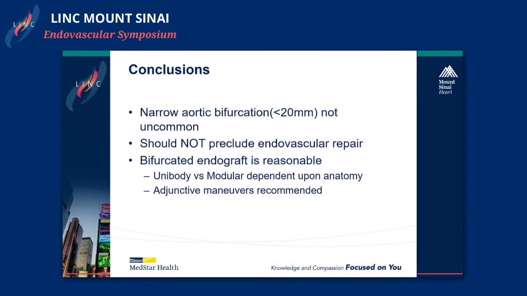So in conclusion, I told you I'd be quick. The narrow aortic bifurcation, I think, is defined by less than 20 millimeters. It's probably a little bit more prevalent than we would normally think. I think it's perfectly fine to do endografting with a bifurcated device, and it should not be excluded as a result.